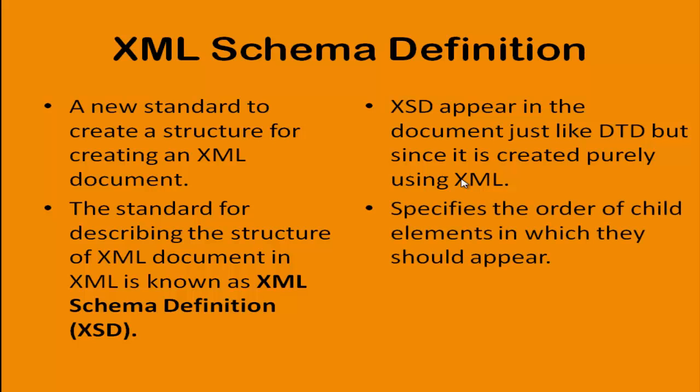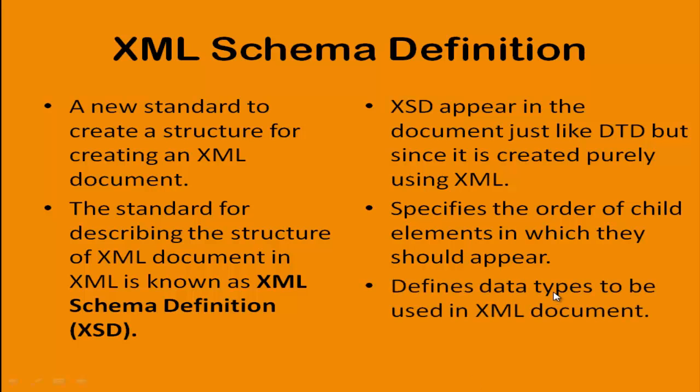And this XSD also specifies the order of the child elements in which they should appear. DTD also did that, so XSD will also use that particular thing. And in XSD the main point is it defines some data types to be used in the XML document. But in DTD we don't have that facility.